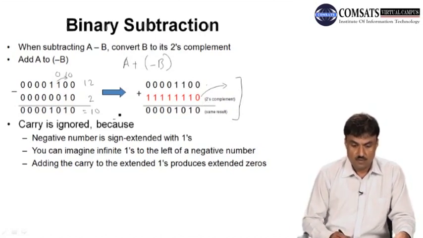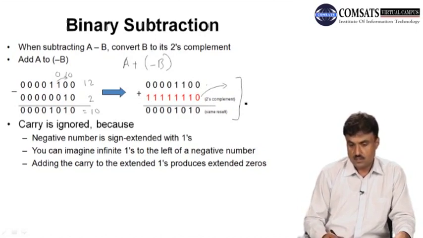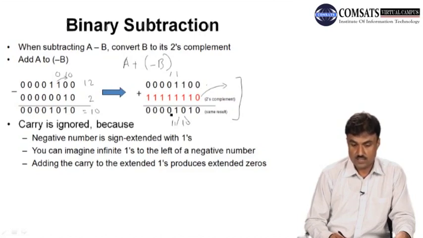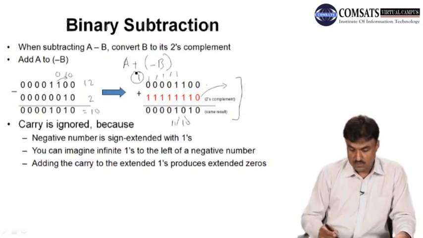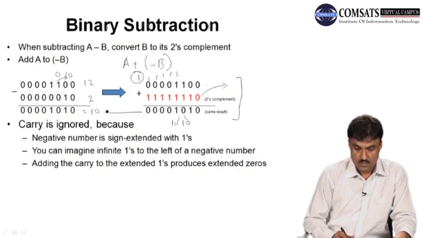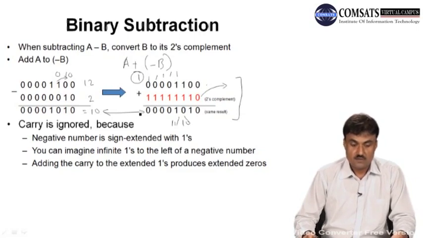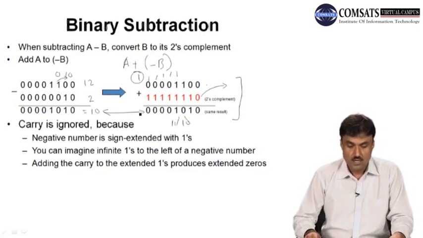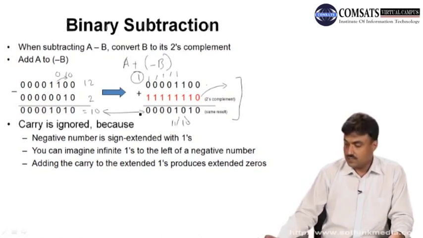So here we can see, if we perform addition, 0 plus 0 is equal to 0, 0 plus 0, 0 plus 1 is equal to 1, 1 plus 1 is equal to 1, 0, so we put 0 here and 1 is a carry. When we add all these three, they will be equal to 1, 1, so we put 1 here and 1 is a carry. Again, this will be 0 because we add 1 with 1, it will be 1, 0, so 0 is here and 1 is a carry, and so on. At the end we also have 1 as a carry, so what we have to do is ignore this carry. Again, if you see the result, this result and these two results, they are the same. So the carry is ignored because a negative number is sign extended with ones. You can imagine an infinite number of ones, as we saw in the previous slide, to the left of a negative number, and adding the carry to the extended ones produces extended zeros.